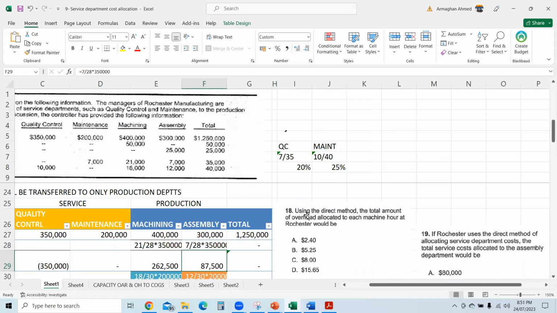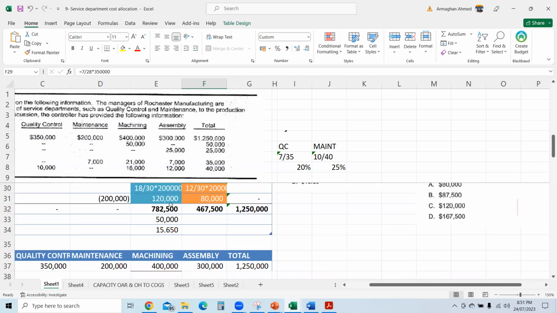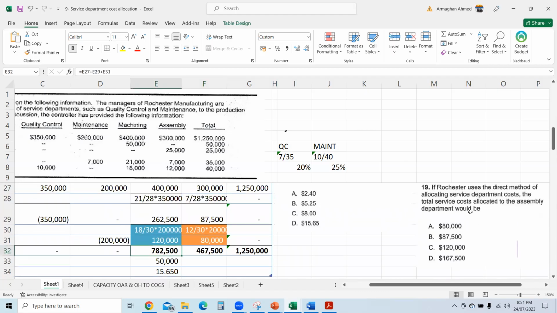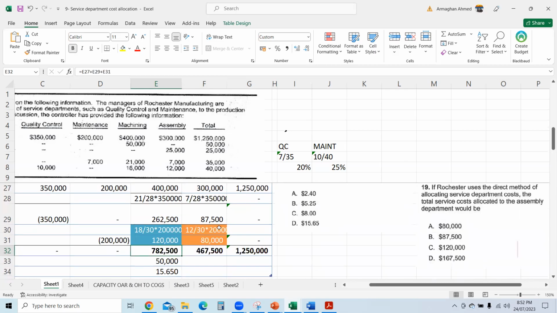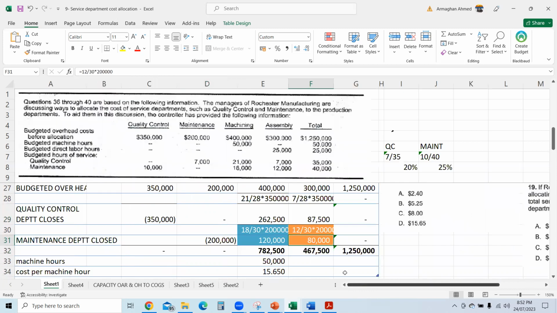So you understand, in question 17, using direct method, the total amount of overhead allocated to each machine hour, it was asking total cost allocated. So we have taken all 782,500. But in the next question, they're asking how much service department cost is allocated. Service department cost is coming only 87,500 and 80,000. Is it clear? Yes, sir.